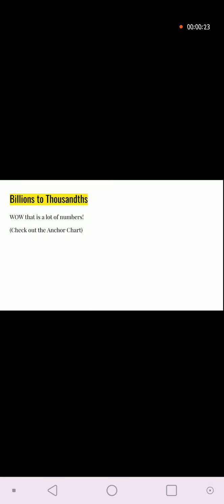The skills we want to focus on are reading, writing, and identifying numbers from billions to thousands, using number names, base 10 numerals, and expanded form. Billions to thousands. Wow, that is a lot of numbers. Let's look at the next slide to look at an anchor chart to help us understand what it looks like going from billions to thousands.